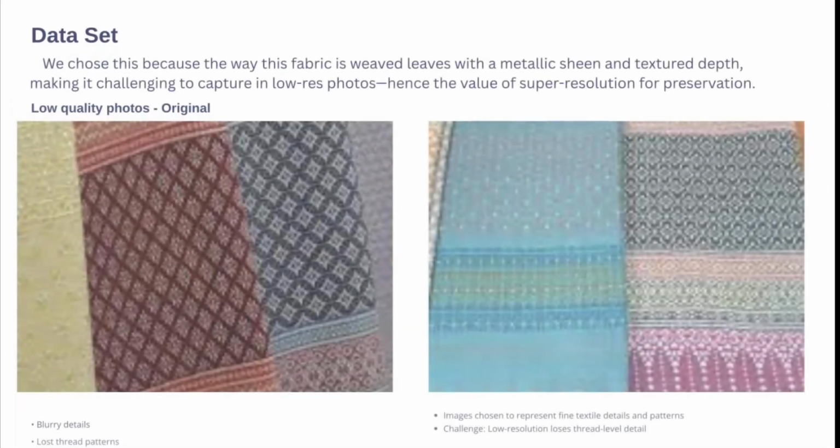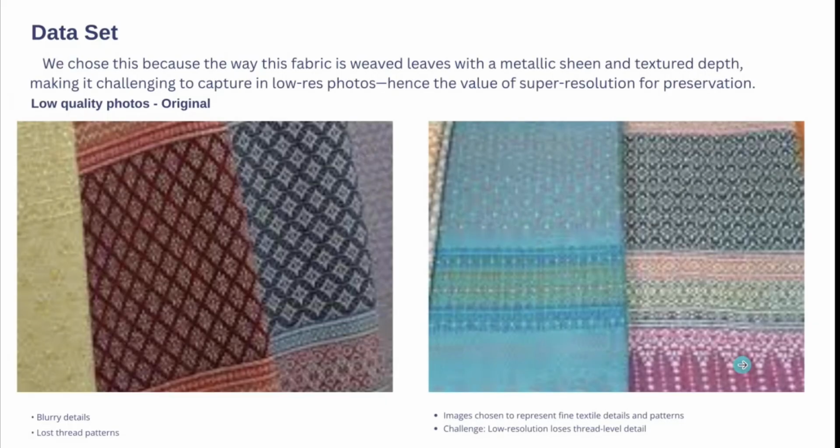All right, so in this part, we have a low quality data set. Our data set consists of low quality images of Pha Yok Dok textile. The photos were intentionally chosen because the fabric has a metallic sheen and deep texture that are difficult to capture at low resolution. In the low quality version, we see blurry details and lost fine patterns. So this made the data set a good test case for super resolution, since the goal is to recover those fine textile details.